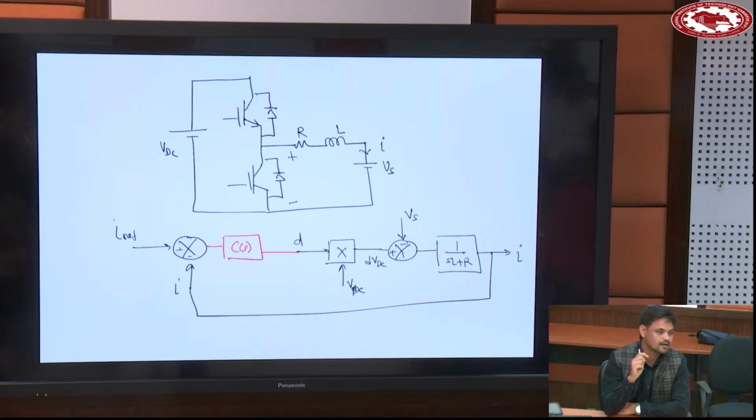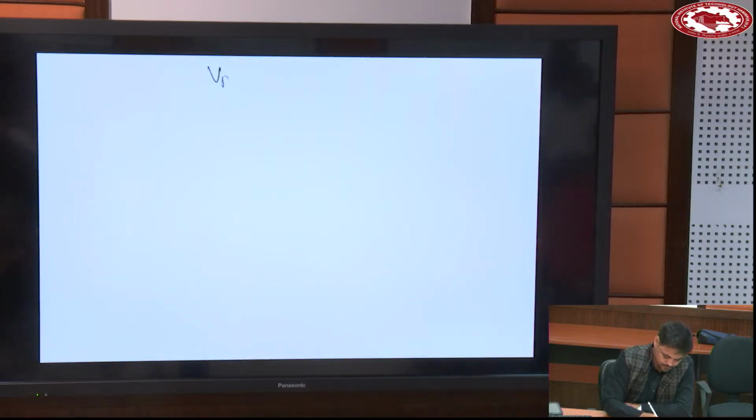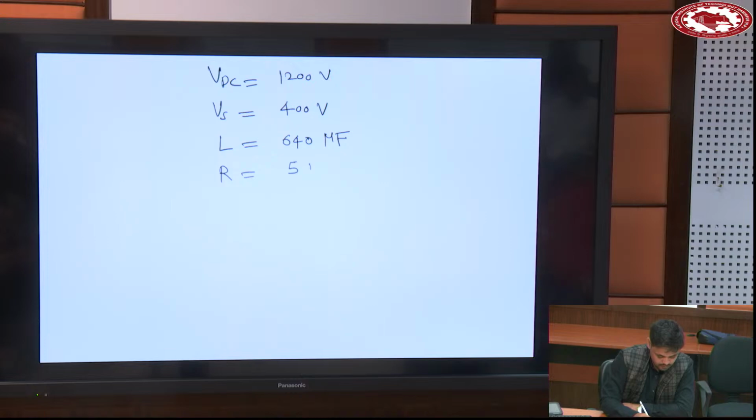Sorry, did someone say feed forward? Okay, I thought so. So this structure we are going to simulate. We need to tune this compensator CS. I will give you the parameters. VDC is equal to 1200. Vs is going to be 400 volt. L is going to be 640 microfarad and R is going to be 5 milliohm.